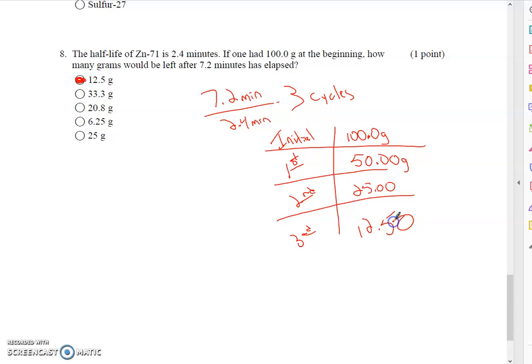I guess if you wanted to pay attention to significant digits, you could put an extra 0 in there. All right, so that is the review for the electron and nuclear.